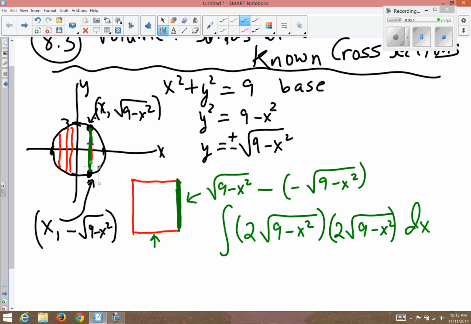Add all of them up, all infinitely many of them to fill this whole base up. And they get added up from -3 to 3. Because this is in terms of x, this region here has no slice or cross section before -3 and no cross section after 3. These are the smallest x and largest x attached here.